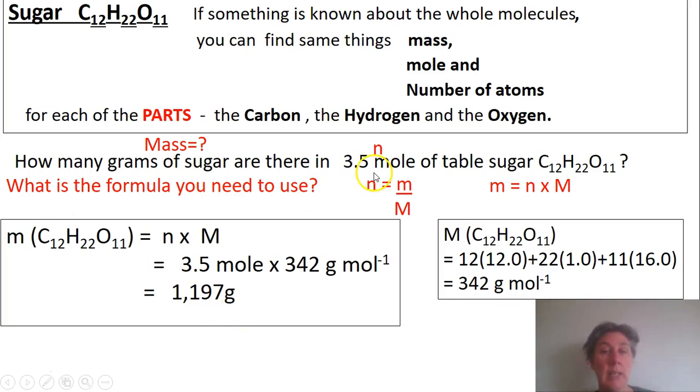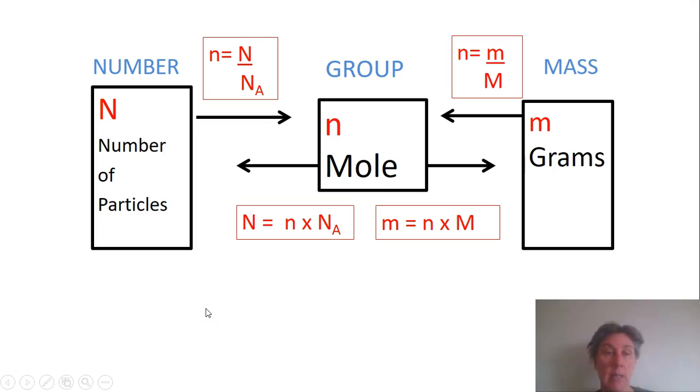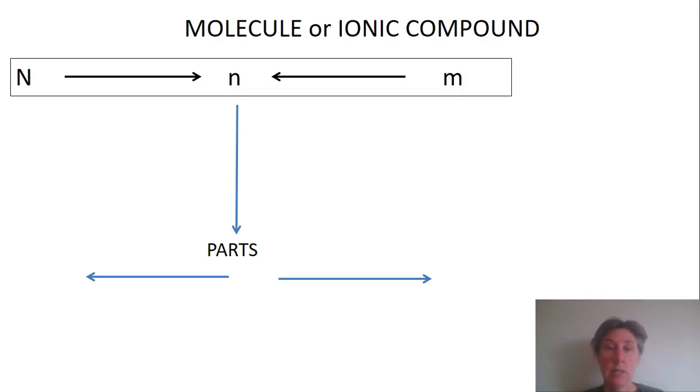Alright, so we have 3.5 moles of sugar, and 3.5 groups of sugar weighs a bit over 1 kilogram. So when we look on our overall table here, we started with the number of moles of the whole thing. We use this equation to work out the mass. So at the moment we know 2 things about this sugar: how many groups we've got and how much it weighs. Alright, so if we put it on the overall relationship between everything, this is the whole thing. So far we know we've got 3.5 moles and it's 1,197 grams. So we're going to break this up into its parts.